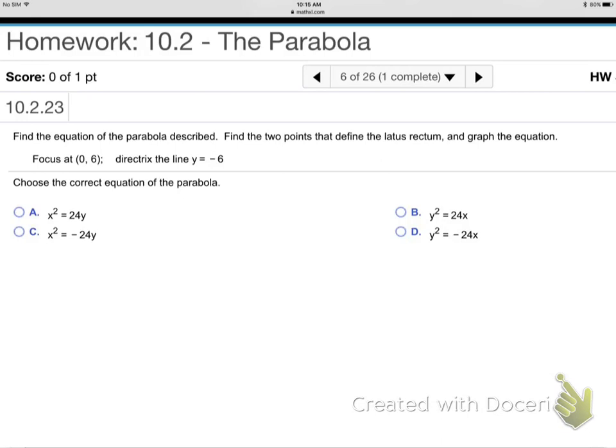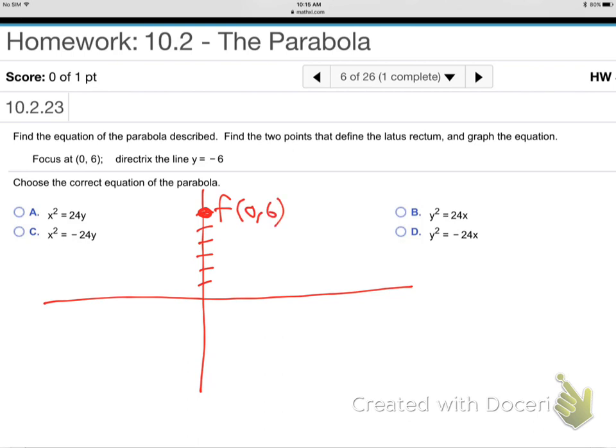Okay, let's start by drawing what we've got here. The focus point on this one is over 0, up 6. 1, 2, 3, 4, 5, 6, right there. So there's the focus, over 0, up 6. The Directrix line, which I'll explain in a minute, is always the line behind the parabola. That's at y equals -6. What's that? That's a line. It's not just a point. Notice it's a straight line.